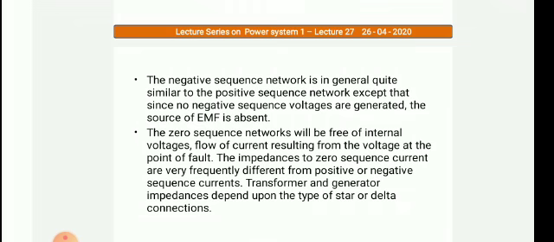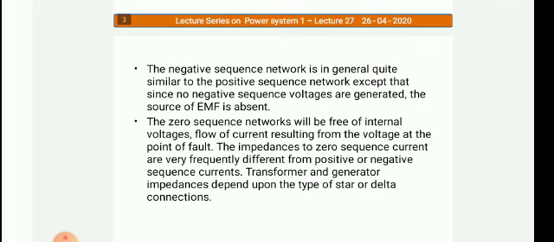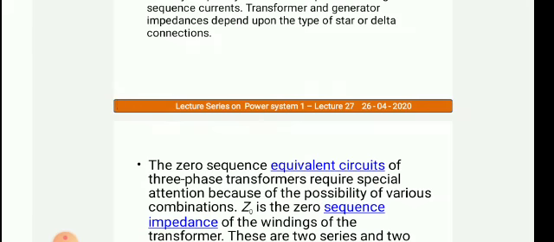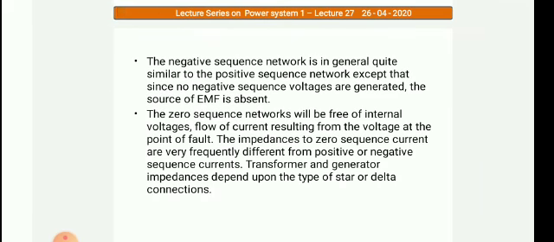Further, the zero sequence network will be free of internal voltages and flow of currents resulting from the voltage at the point of fault. Impedance to the zero sequence currents are very frequently different from positive or negative sequence current. Transformers and generator impedances depend upon the type of star or delta connection. The zero sequence impedance equation will come out as VA0 is equal to minus IA0 into Z0.